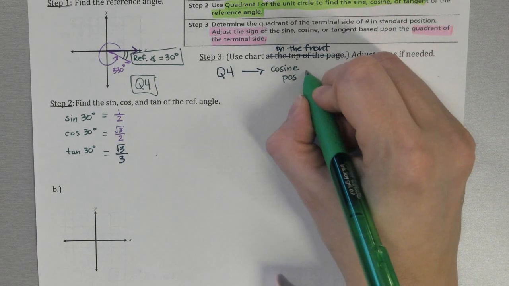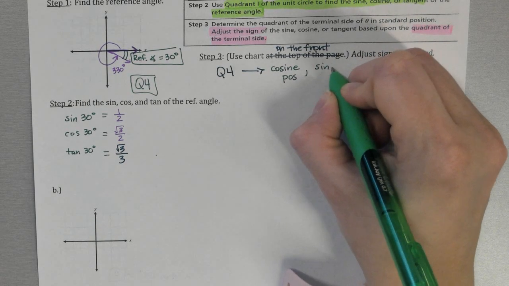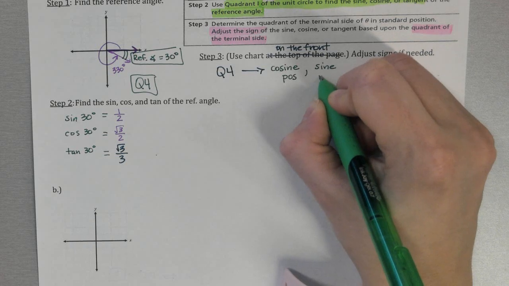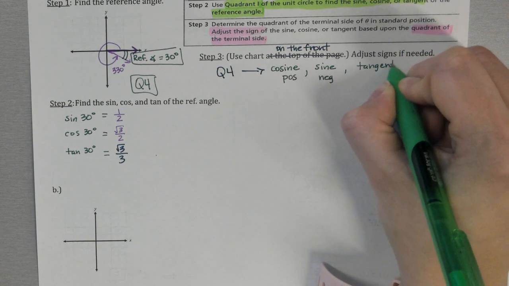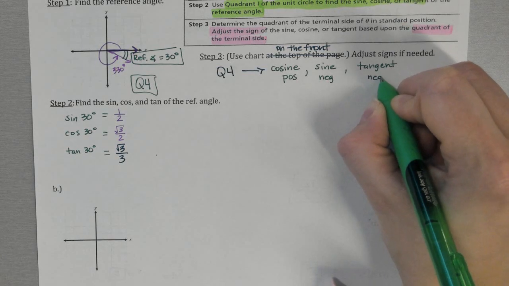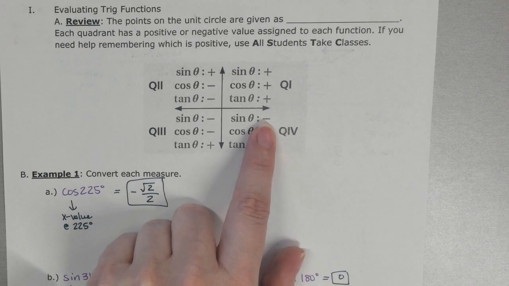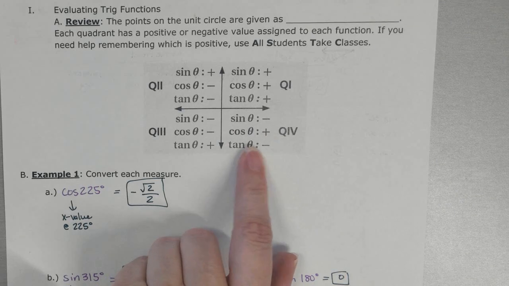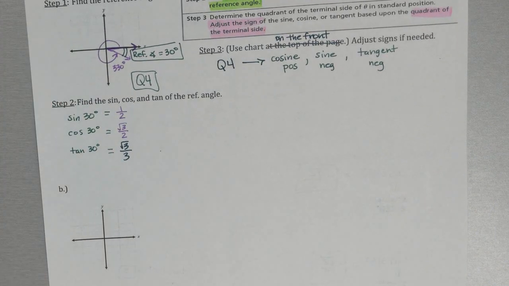What about the sine? Sine is negative. And the tangent is negative. Okay, so if you need help with that, I said we can just look on the front. So on the front, in quadrant 4, sine is negative, cosine is positive, tangent is negative. Okay? All right, so then all we have to do is adjust this.